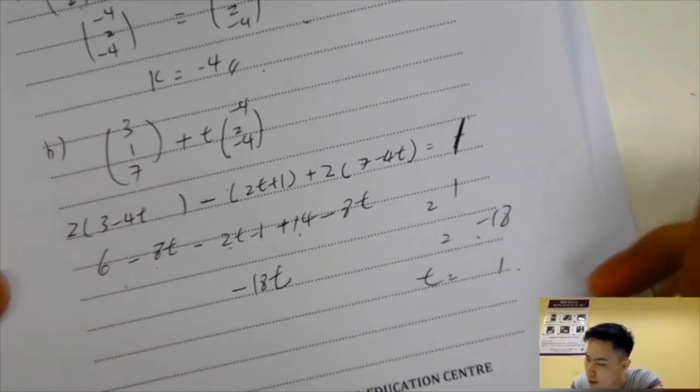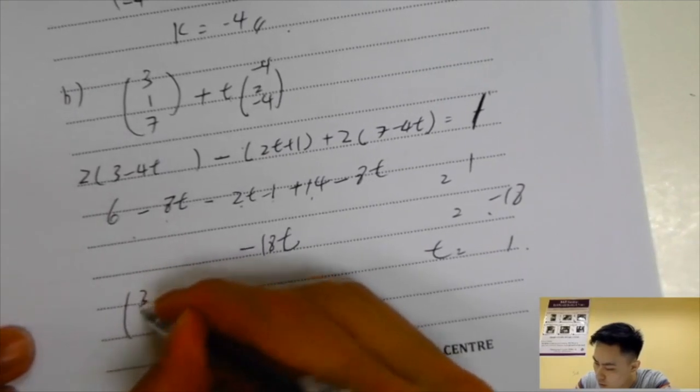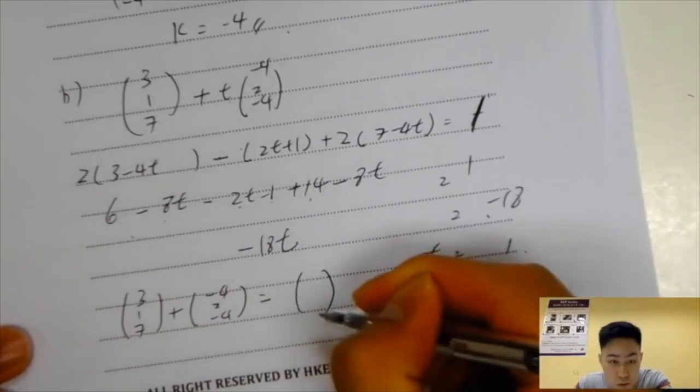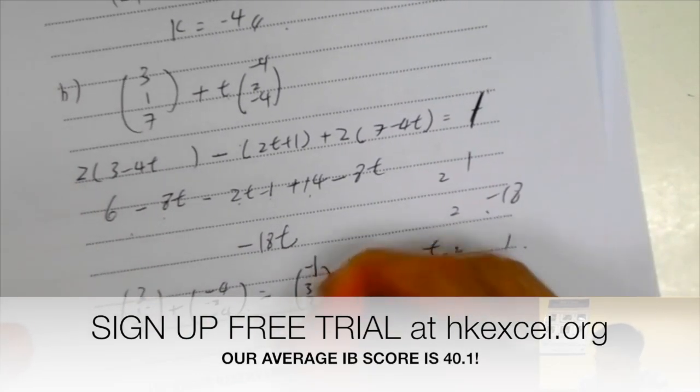So finally, just sub back in. So t equals 1, right? So (3, 1, 7) plus (-4, 2, -4). So that is equal to 3 minus 4 is -1. 1 plus 2 is 3, and then 7 minus 4 is 3. Yeah?